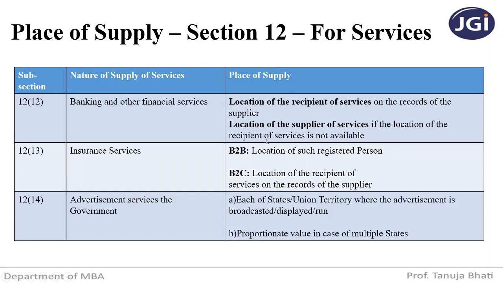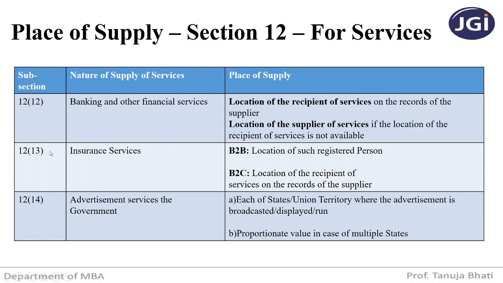So understand this, when any services relating to banking or other financial services, remember one thing, it is always the location of the recipient of the service on the records of the supplier. But suppose if that record is not available, the place of supply by default will be the location of supplier of service.